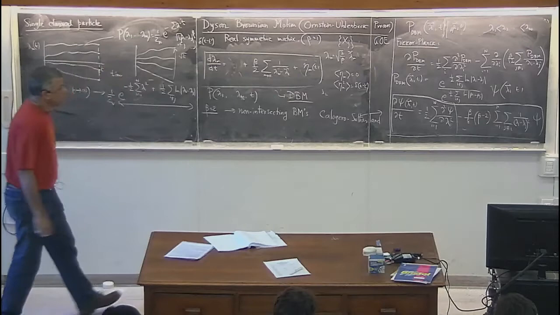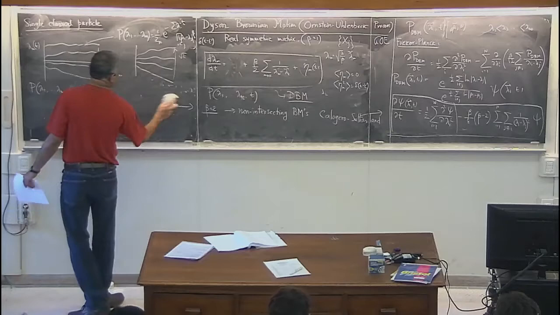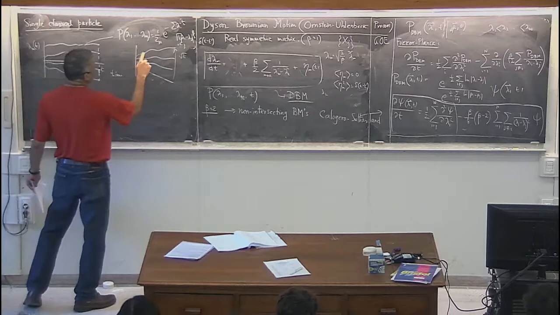So all you have to solve is just the diffusion equation, but in this Weyl chamber with absorbing boundary condition. And so in the beta equal to 2 case, the Dyson-Brownian motion is exactly equivalent to non-intersecting Brownian motion. So you can think of these as Brownian walkers with the constraint that they don't cross each other.